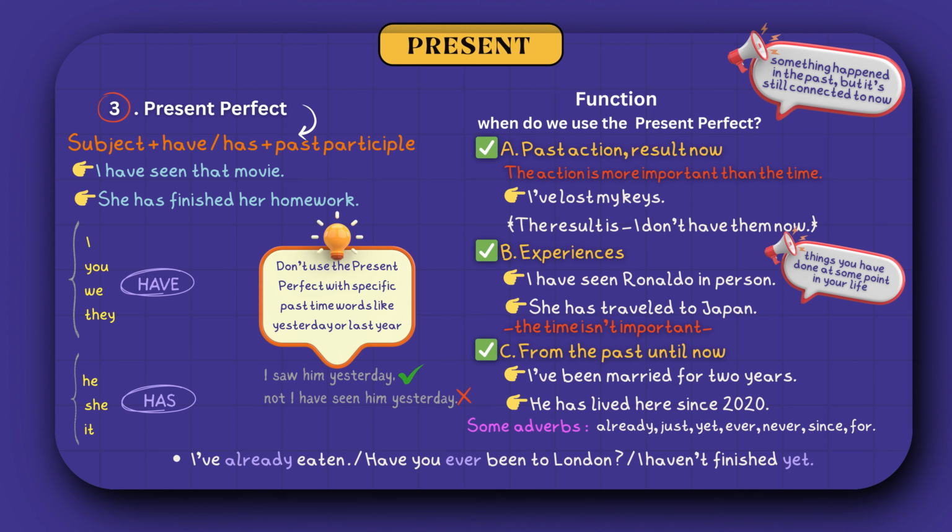So, remember, use the present perfect to talk about experiences, results, or actions that connect the past and the present. See? That's all you need to know. Short, simple, and super useful. Very good. Let's move on to the next one.